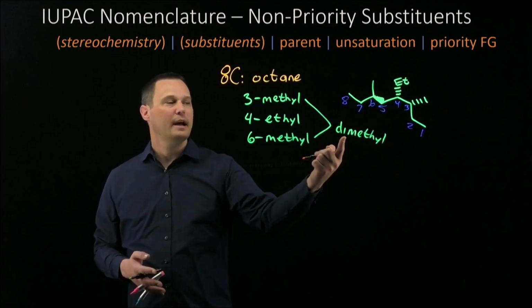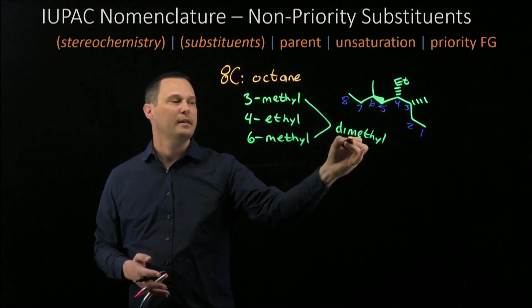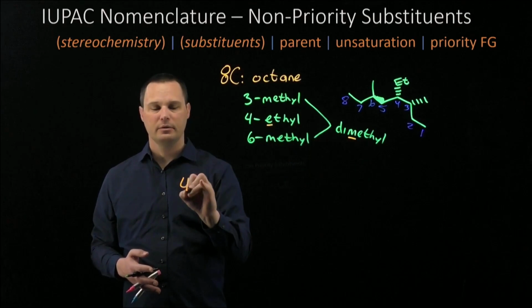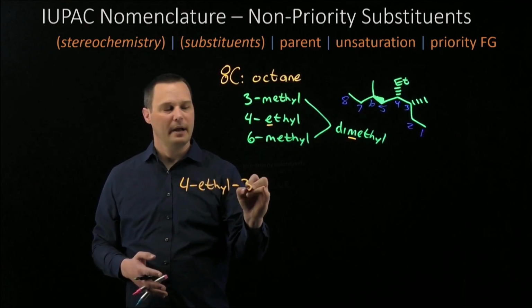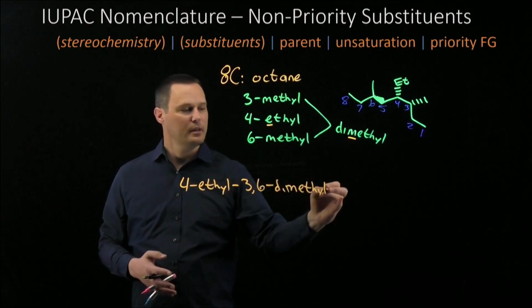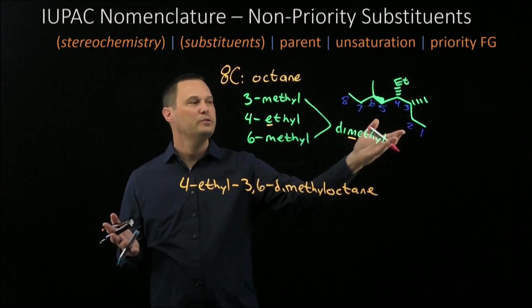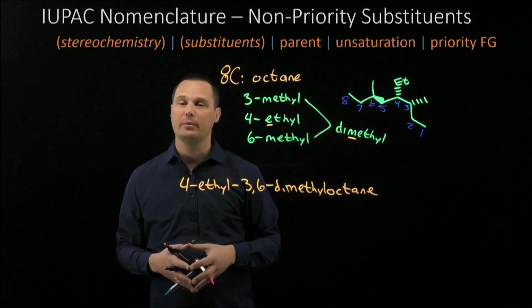We do not alphabetize by the numeric modifier, so we'll alphabetize by the M in methyl versus the E in ethyl. Ethyl comes alphabetically first, so we'll start with 4-ethyl, followed by 3,6-dimethyl, and then as one big long word, the parent molecule octane. Finally, we glance through the molecule to see if we need to add any stereochemical descriptors.